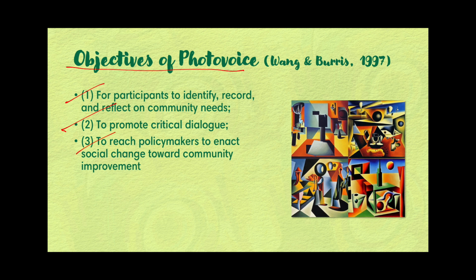Number three is to reach policymakers to enact social change toward community improvement. So we make use of the images and the results from the discussions that emanate from those pictures as a vehicle for the policymakers to have a vivid understanding of what is happening in the community and to compel them to act and build initiatives, programs, and policies to address the gaps that deter the well-being of the people in a given community and probably raise their standards of living.